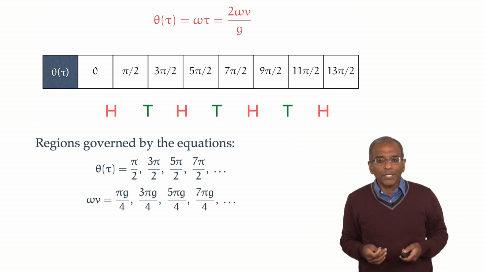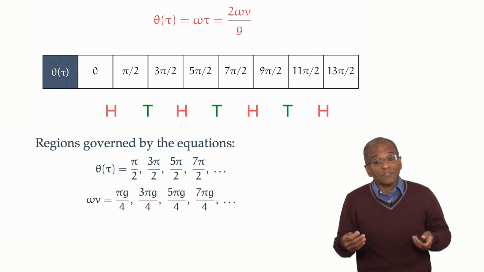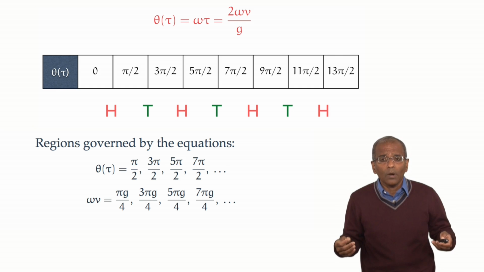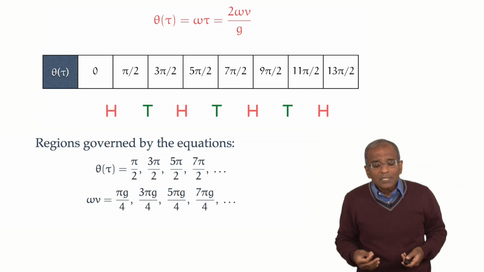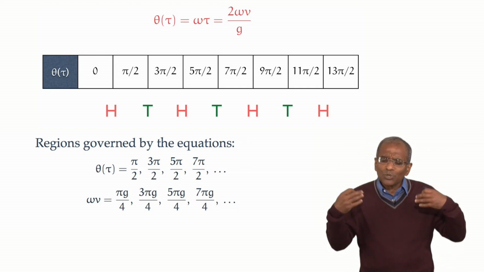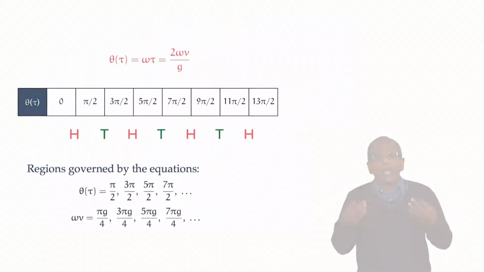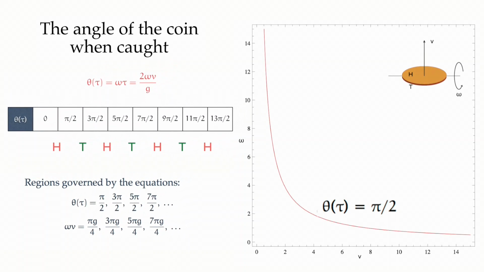Theta of tau is pi over 2, or equivalently, omega times v is pi times g over 4. If we think of omega and v as free parameters, free variables, then what you've got describes, as you'll recall from middle school, the equation of a hyperbola. And so you've got a line here, a hyperbolic line, corresponding to all possibilities for the velocity and the angular velocity, v and omega, which give rise to exactly 90 degrees in the terminal coin angle. And you notice we've got this nice hyperbolic line.